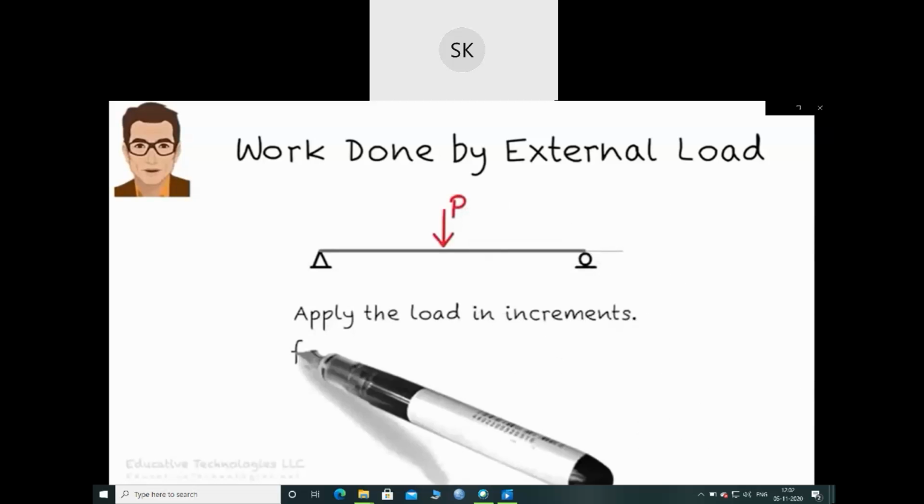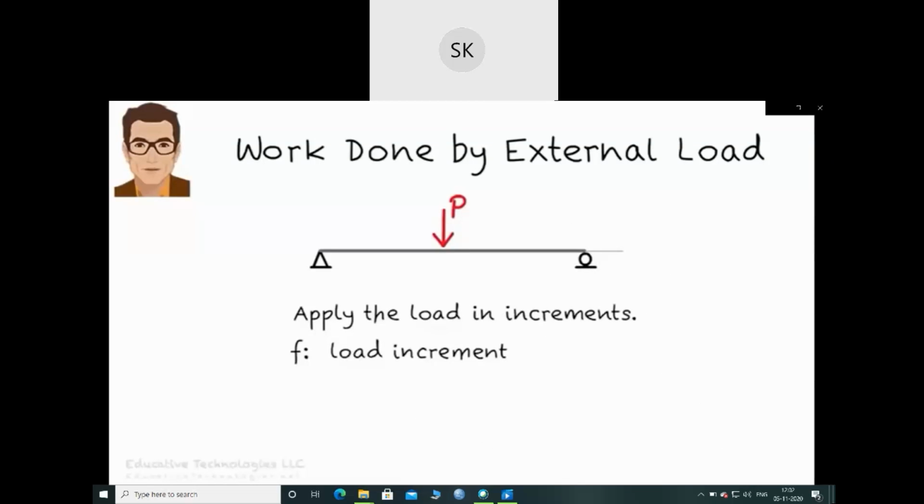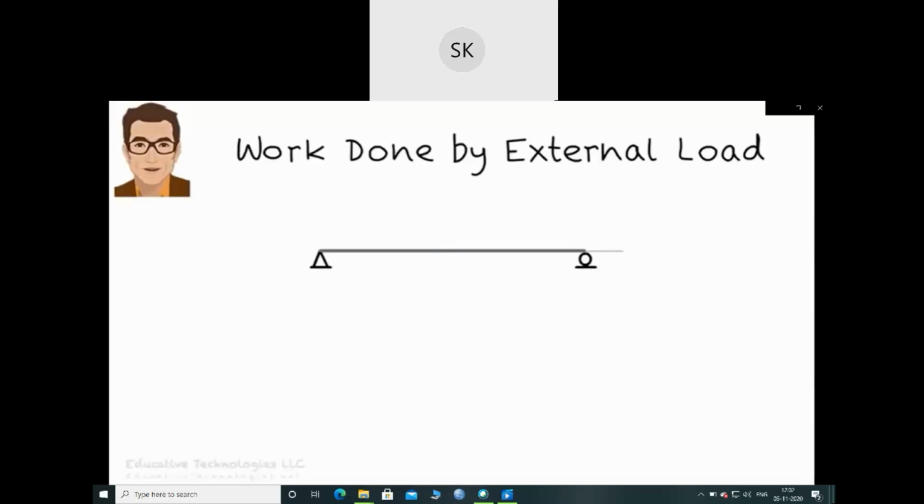But let's apply the load incrementally. At each increment, we are going to add a small amount of load to the beam. I'm going to denote this small load increment by symbol F. Say at time t0 there is no load on the beam. At time t1, we are going to place the load F on the beam. Consequently, the beam is going to displace a small amount which I refer to as delta.